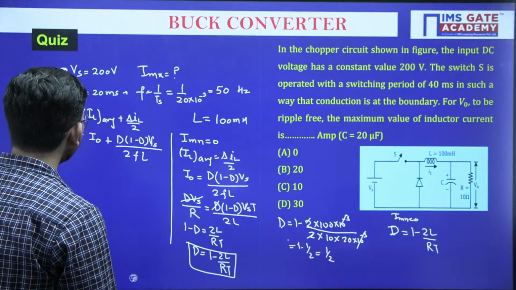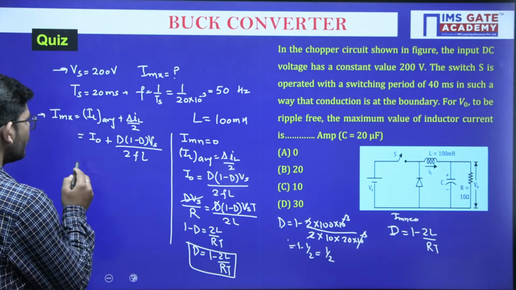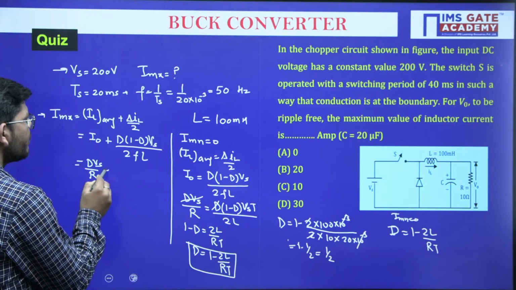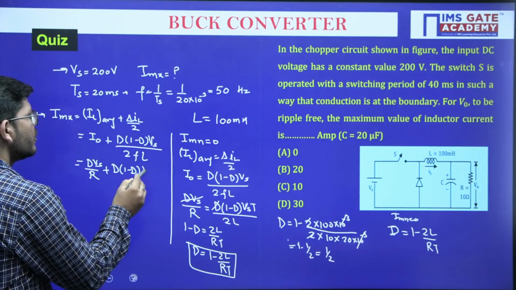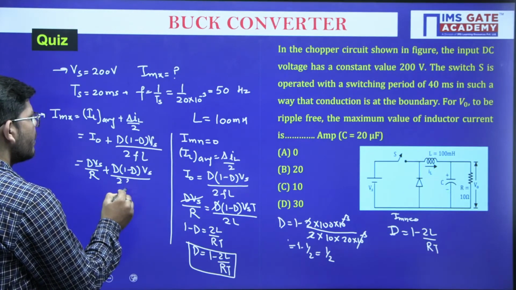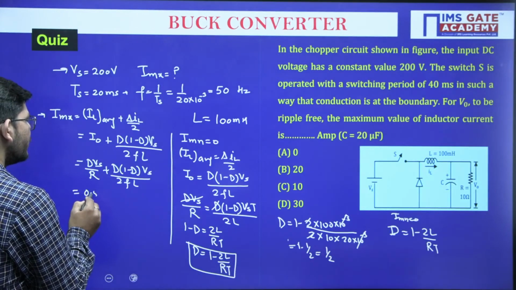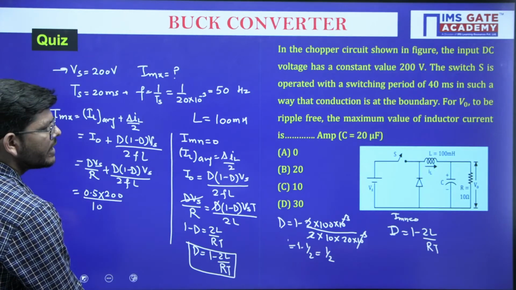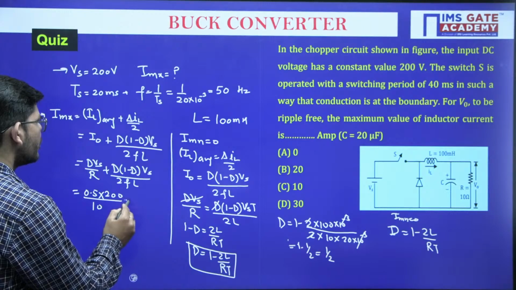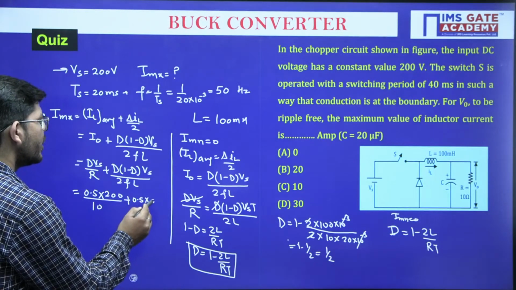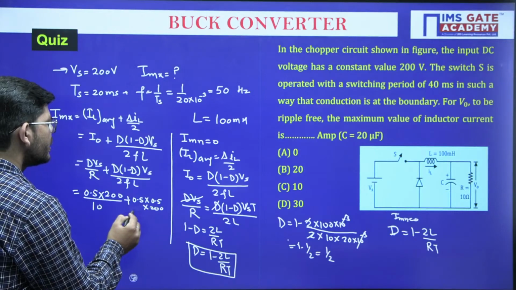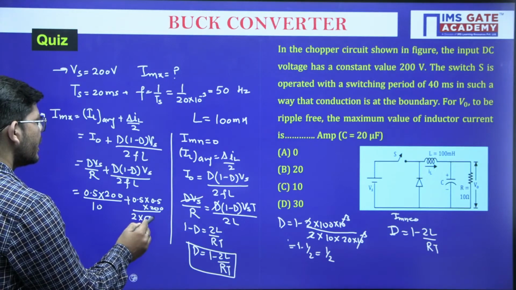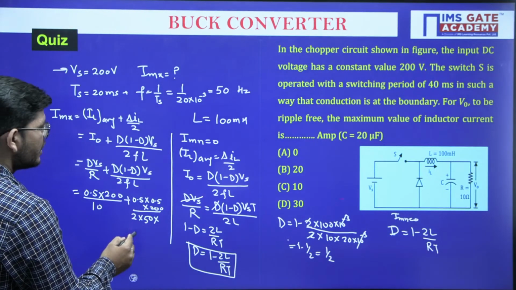Now is anything else required? Just see here what we don't have. We are now having everything. I naught we can write as dVs upon R, okay, plus D into 1 minus D, Vs upon 2FL. Now put the values. D that we have is 0.5, Vs is how much? 200, okay, divided by R, which is 10 here, yes or no? And put the values here as well: 0.5 into 0.5 into 200 divided by 2 into what is F? F is 50, okay, and what is L? L is given as 100 millihenry.